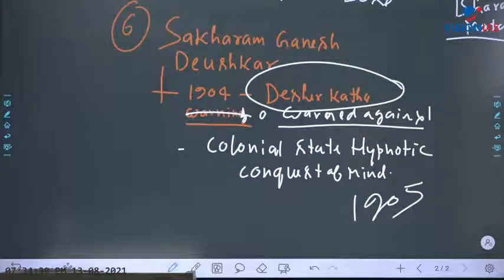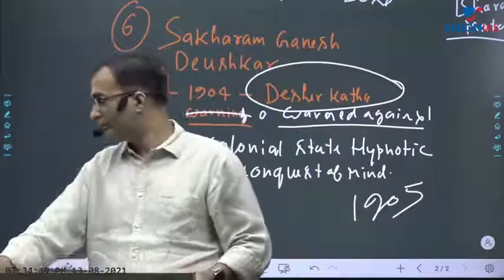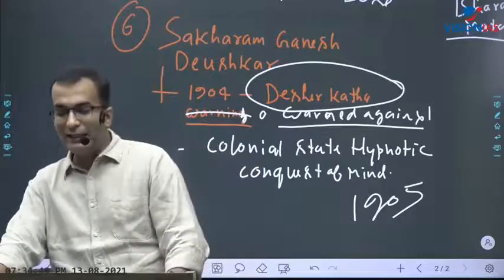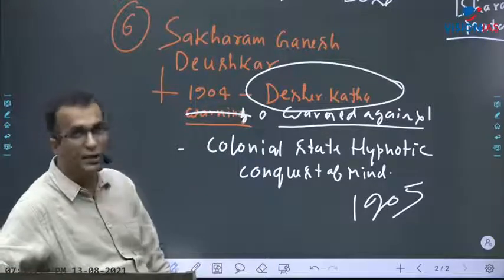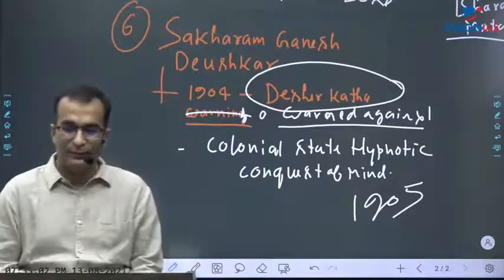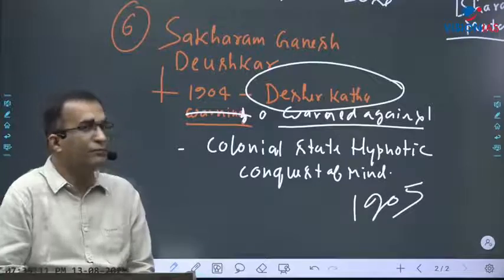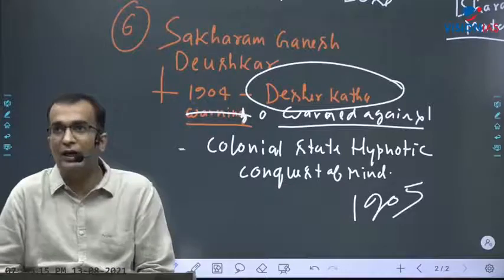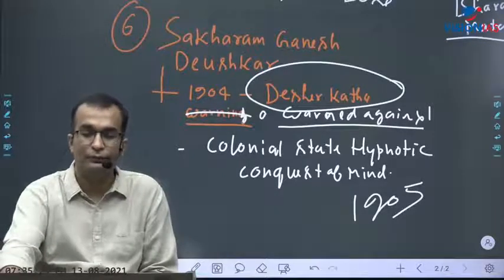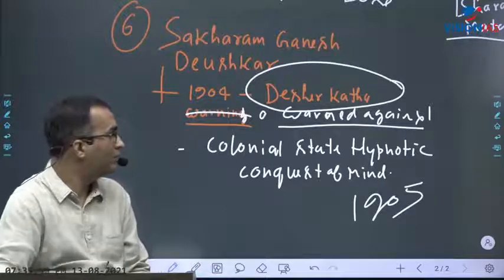Then, after that, mention: in 1904, he wrote a booklet, Desher Katha. So, Desher Katha, not Katha. In 1904, he wrote a booklet, Desher Katha, in which he warned against the colonial state's hypnotic conquest of mind.